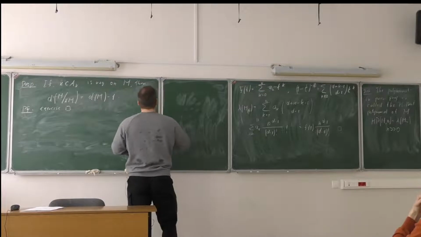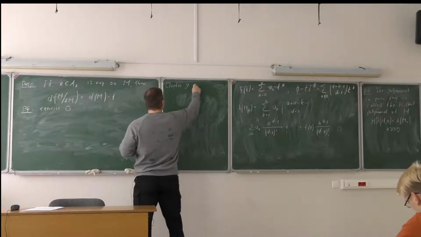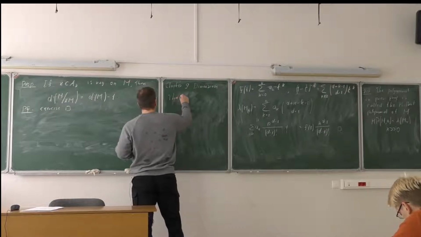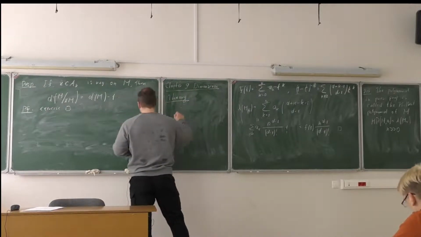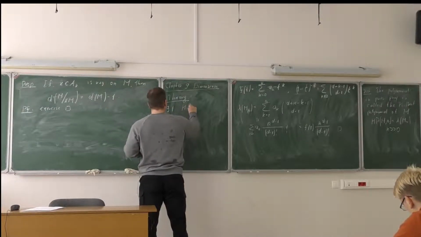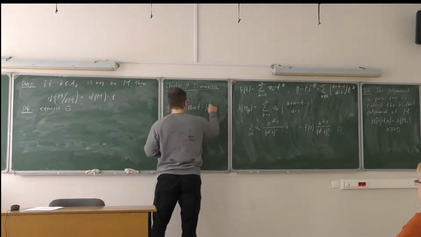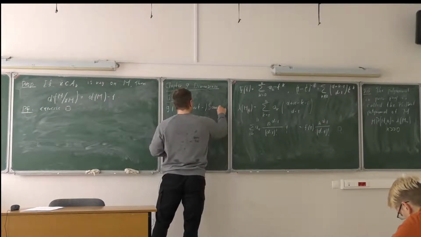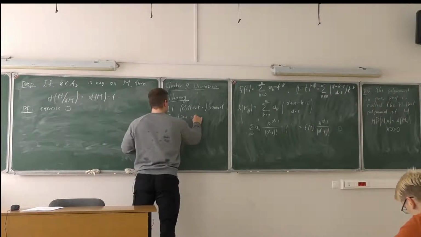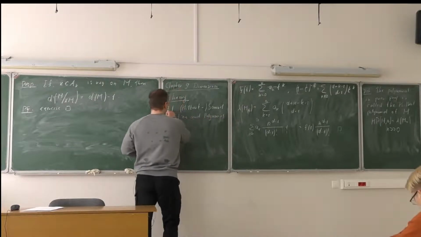So what we're going to do is a little bit different. I think it's chapter 9, Dimension Theory. So first 9.1, the Hilbert-Samuel function and polynomial. Sometimes people say Hilbert, sometimes people say just Samuel.